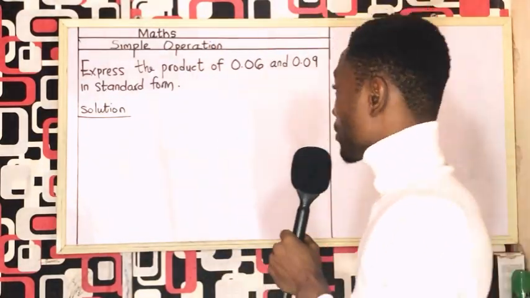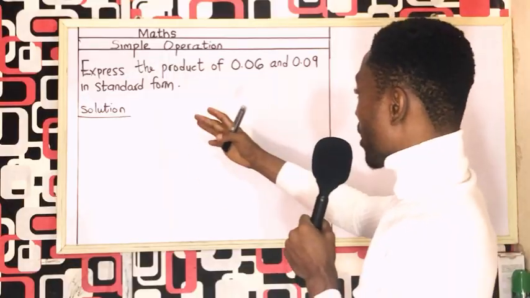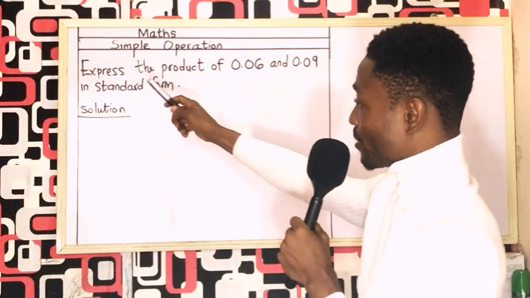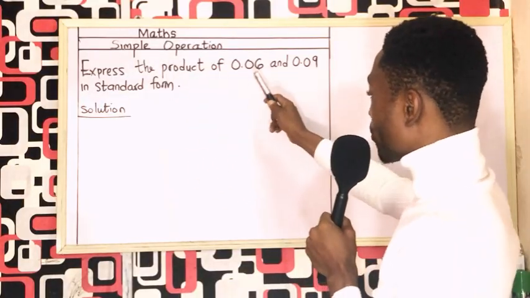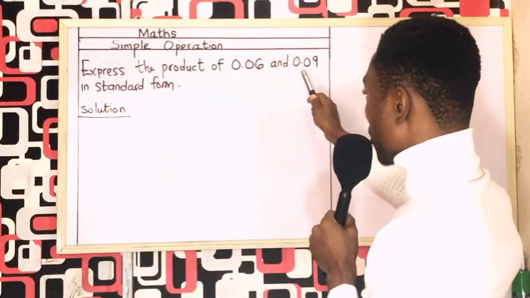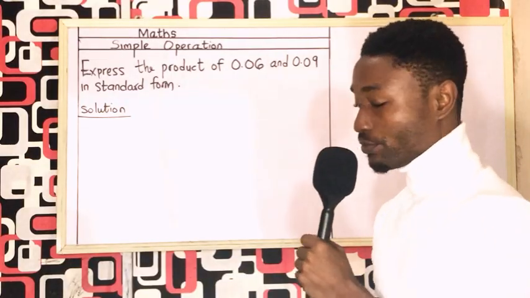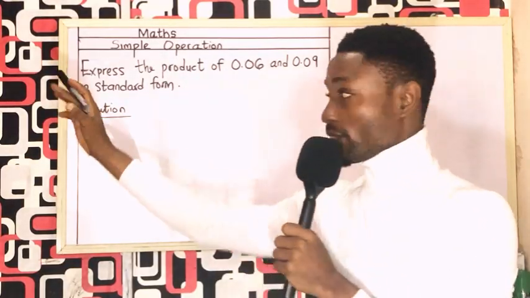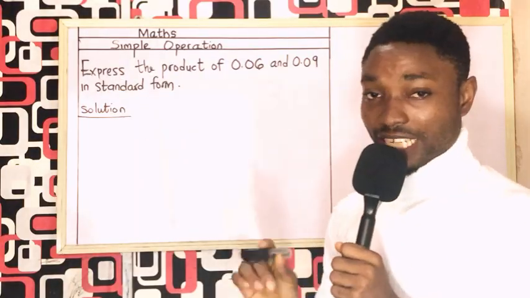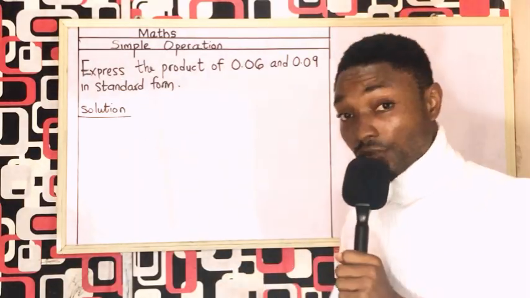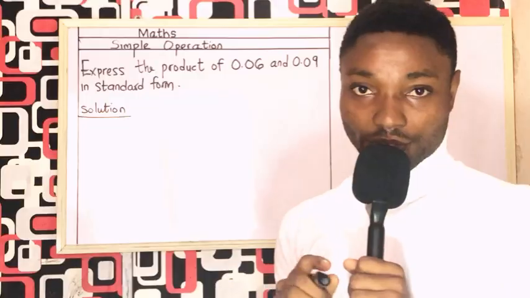On this page, we are looking at a simple operation that says: express the product of 0.06 and 0.09 in standard form. Let's break down this statement. This statement wants you to keep your answer in a certain form, and that is standard form.